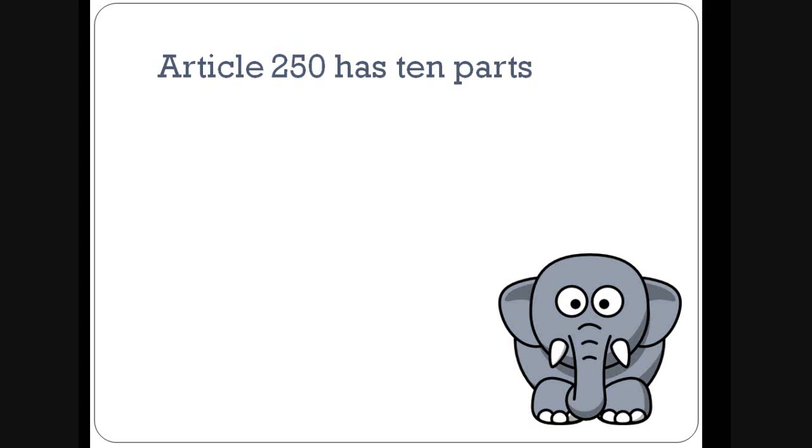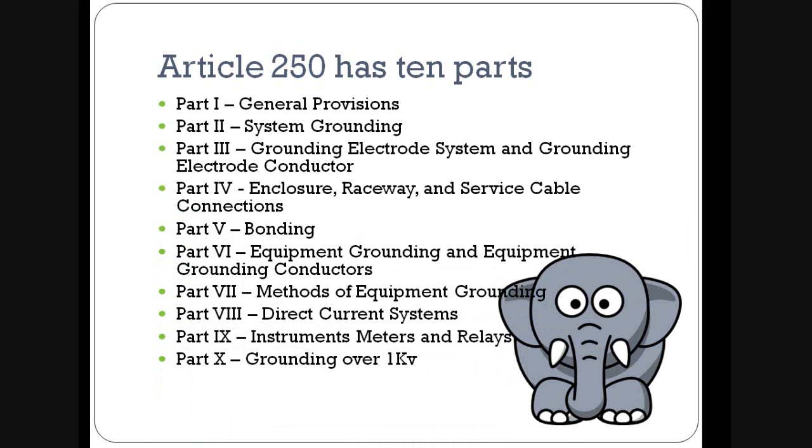It's got 10 parts. I want to look at it kind of like if we're going to digest an elephant, we need to look at individual parts. So we're going to break it down into each individual part so that we can start looking at it in a little more organized fashion. So here's the 10 parts that exist in Article 250, and we're going to go through each one of those fairly quickly in this video, and then look for additional videos that go into specifics on some of the more popular articles in Chapter 250.